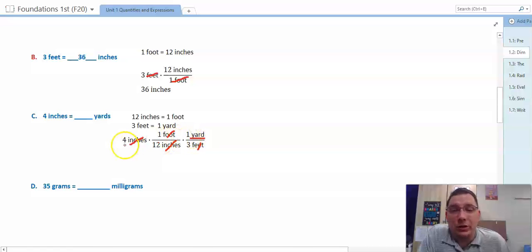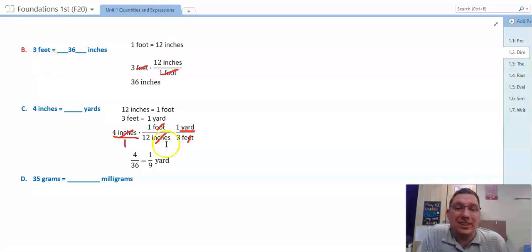And I get the only unit left is yards. And so now we multiply straight across. So again, we'll go 4 times 1 times 1, that's 4. And then again, we can pretend that this is a fraction here with a 1 under it. So 1 times 12 times 3, so that's 36. And so we get 4 over 36, and that's going to reduce to 1/9. So our final answer is that 1/9 of a yard is equal to 4 inches.